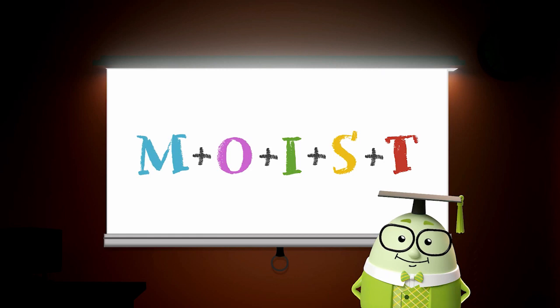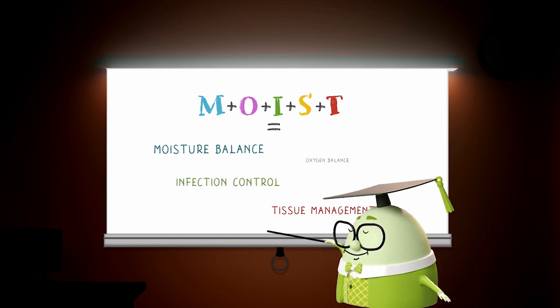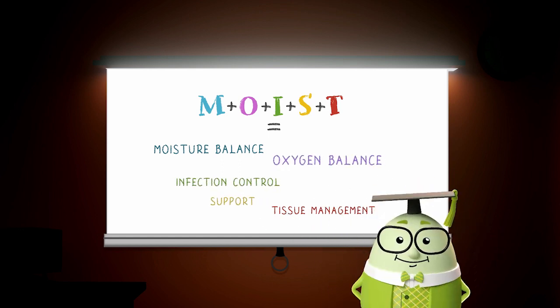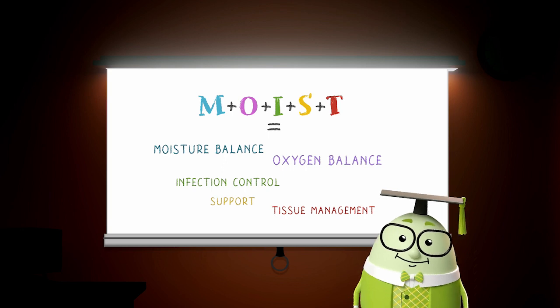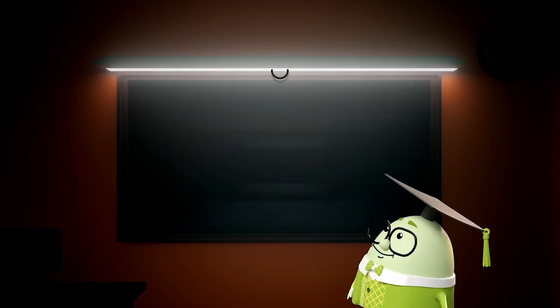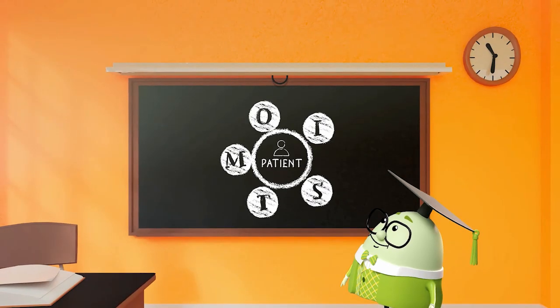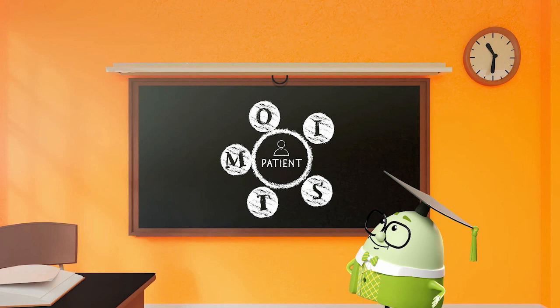M.O.I.S.T takes this further. It still considers moisture, tissue, and infection, but also adds in oxygen and support for the wound. M plus O plus I plus S plus T equals M.O.I.S.T. The M.O.I.S.T concept has been designed to support physicians in systematically planning topical treatment of hard-to-heal wounds using the most recent scientific advances. M.O.I.S.T is an evolution of the TIME concept and other concepts like it that came before. It still applies and slightly modifies the T, I, and M from TIME, but new letters have been added to allow for other treatment options.